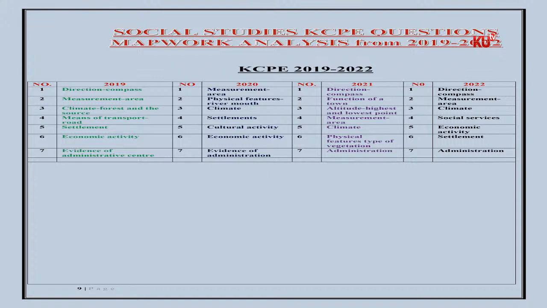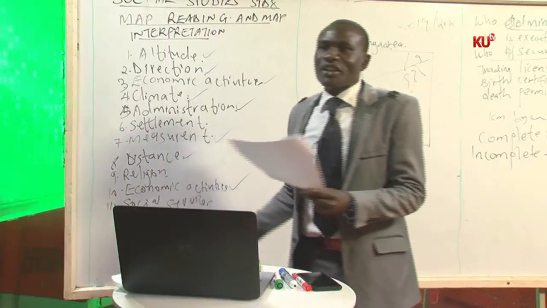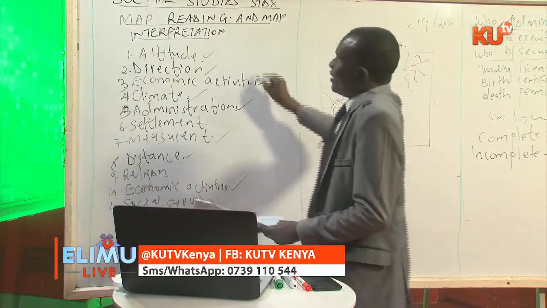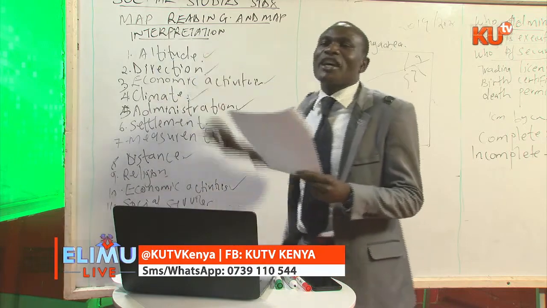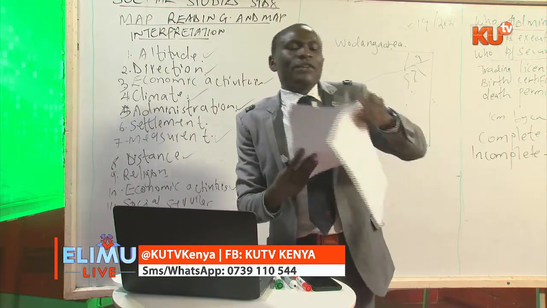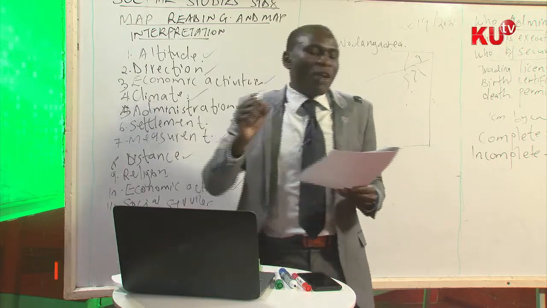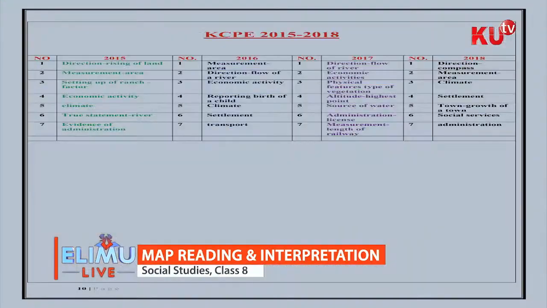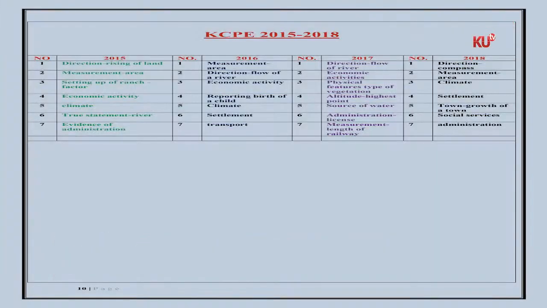If you look at 2019 to 2022, it is revolving around what we have covered today. These are areas that we have already covered. Let us go to 2015 to 2018. How have examiners been setting these questions from 2015 to 2018?